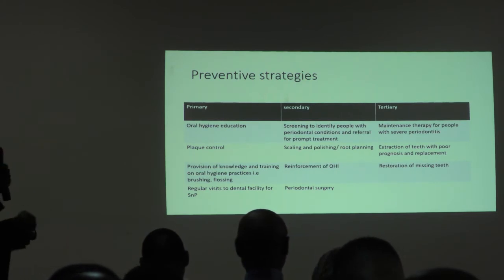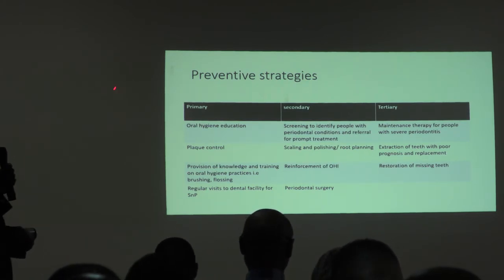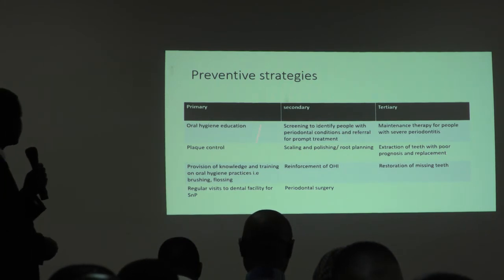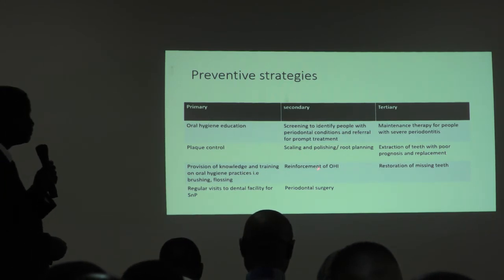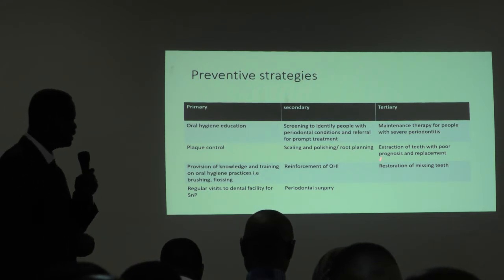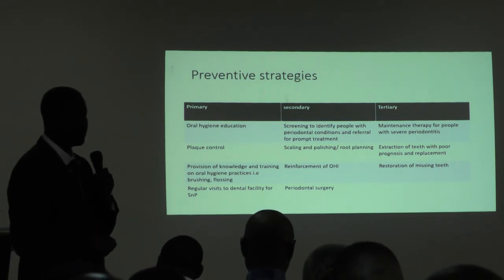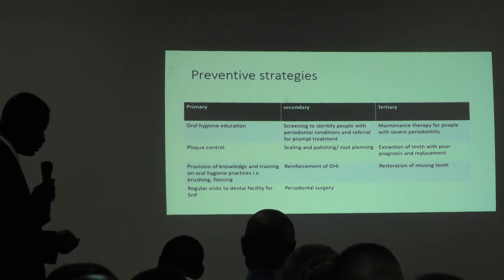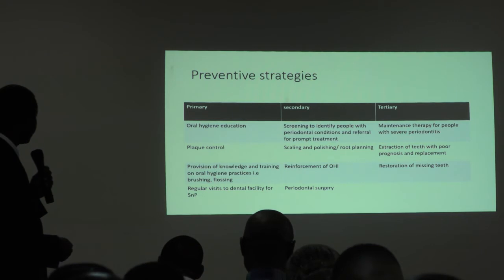So again, this is a table that summarizes the whole thing that we talk about. The primary ones, basically, is about education. Then the intervention by doing scaling and polishing. But if you are unfortunate, then eventually those teeth are lost. You rehabilitate them with dentures and other forms of restorations.